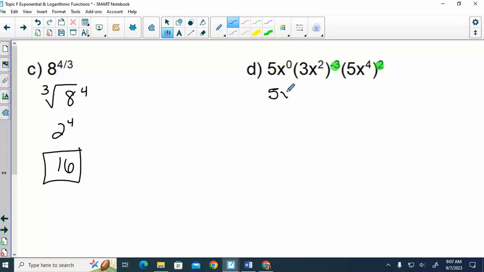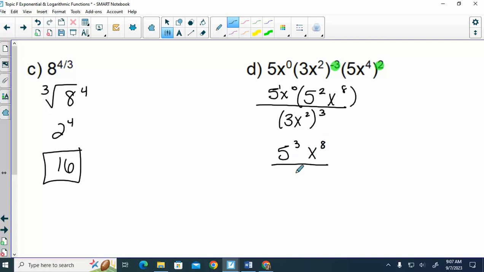Alright, D. So first we need to deal with these exponents outside the parentheses. So we have a 5x to the 0. What would this negative do to that whole thing? Can I go ahead and put that on the bottom? So it's going to take that 3x squared and it would then be to the positive third. Here, this would be a 5 squared x to the 8. So on the top, 5 to the first times 5 squared, so that's 5 to the third. X to the 0 times x to the 8th, you just add your exponents, 0 plus 8 is still 8. On the bottom we get 3 to the third, x to the 6th.